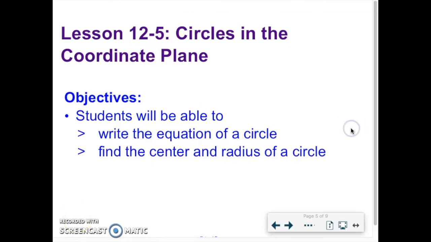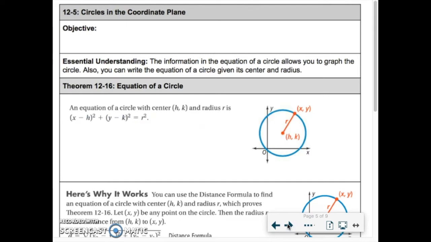Welcome to the video for 12.5, circles in the coordinate plane. We're going to talk about how circles are graphed. To do that, we need the equation of a circle, and we're going to talk about, from a graph of a circle, how to find the center and how to find the radius.